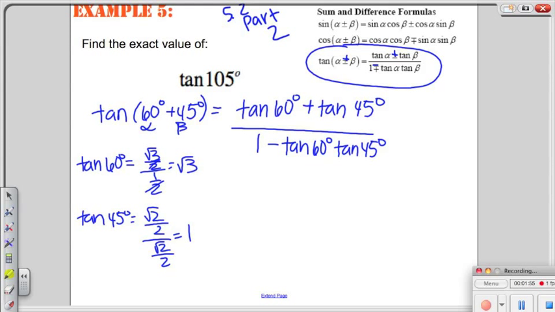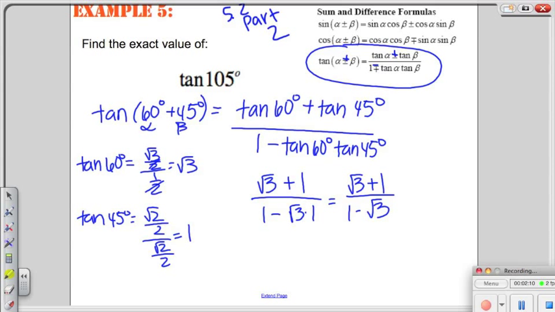In place of tan of 60, I'll put root 3 plus 1 all over 1 minus root 3 times 1. I get root 3 plus 1 all over 1 minus root 3. And for what we need in this class, we'll leave it here as our final answer. When you check these with the back of the book, you're going to not have the same answer because the back of the book is going to rationalize the denominator. For what we need to do, we'll just leave it at that for this class.